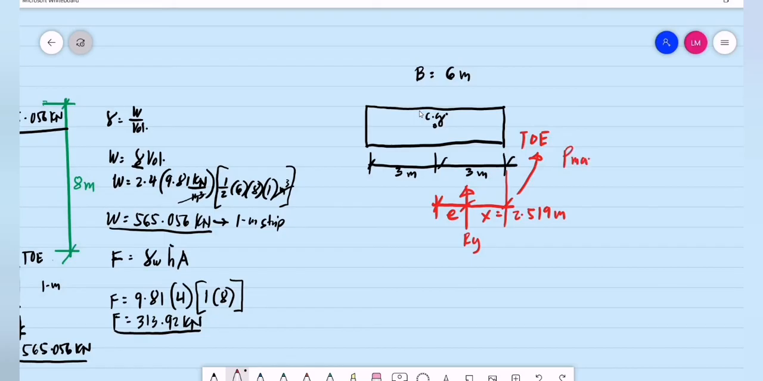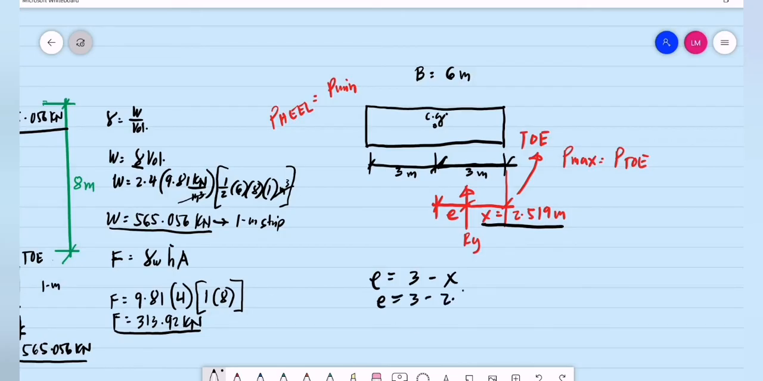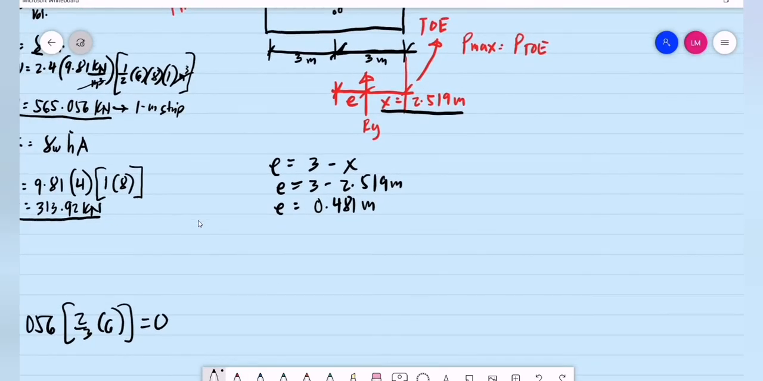That makes the pressure maximum the pressure at the toe, since the concentration of the weight at the base is closer to the toe. And that also makes the pressure at the heel the pressure minimum. How do we compute for the eccentricity based on the figure? Eccentricity is equal to this distance, 3 meters, mid-length of the base, minus the computed value of x. So 3 minus x. We have the eccentricity equal to 3 minus 2.519, which is equal to 0.481 meter.